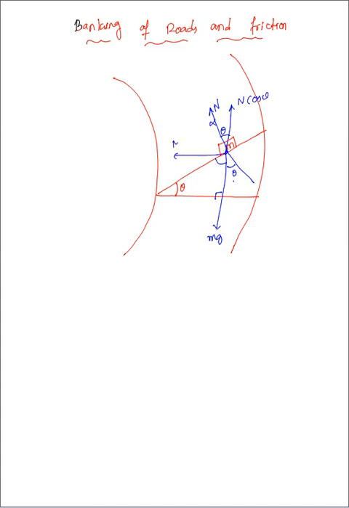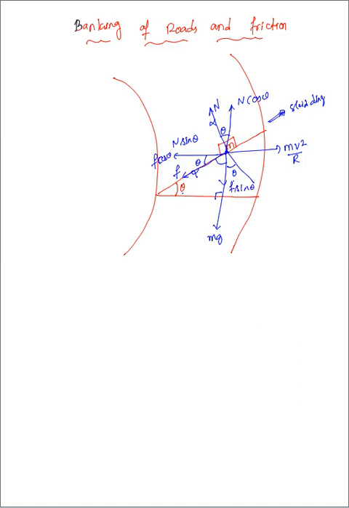N sin theta. Since it is moving in a circular track, in this direction the centrifugal force mv square by r will come, outside the circle. If the vehicle is skidding, which side can it skid out? Outward direction the vehicle can skid. So if the vehicle is skidding in this direction, which direction will friction act? Opposite to that direction, friction F will act. Since this is theta, this can be theta, alternate angle. If you break F into two components, here we get F cos theta, and here what do we get? F sin theta.